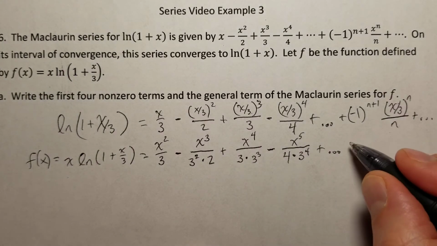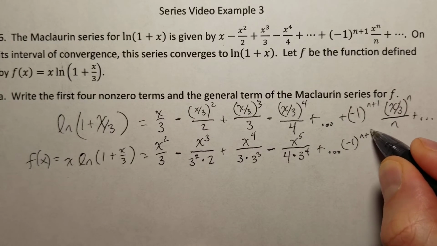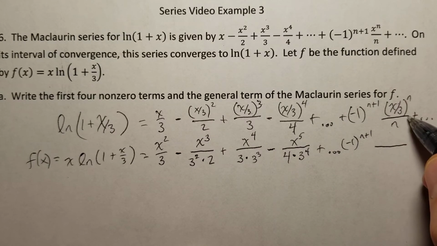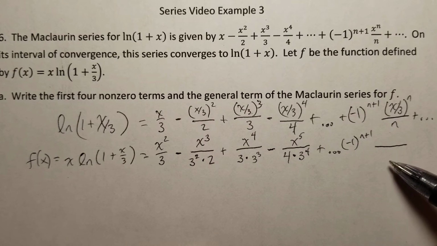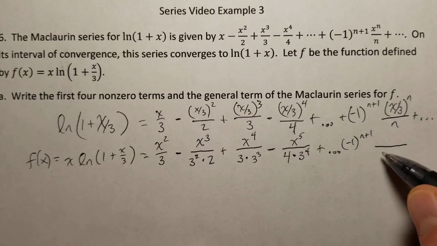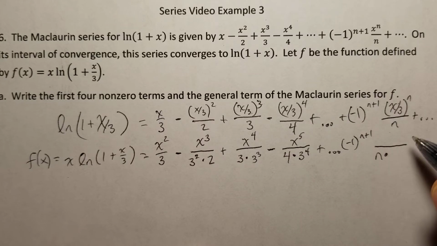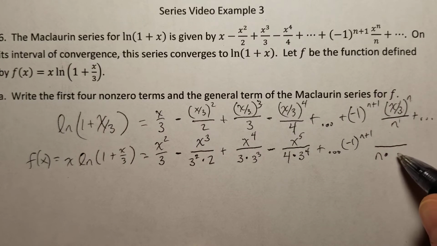My alternator is not going to switch here, so I'm just going to copy that down. Again, because I didn't take the time to simplify this before multiplying through by x, I'm going to have to manipulate my denominator. So n times, I guess it's 3 to the n, right?